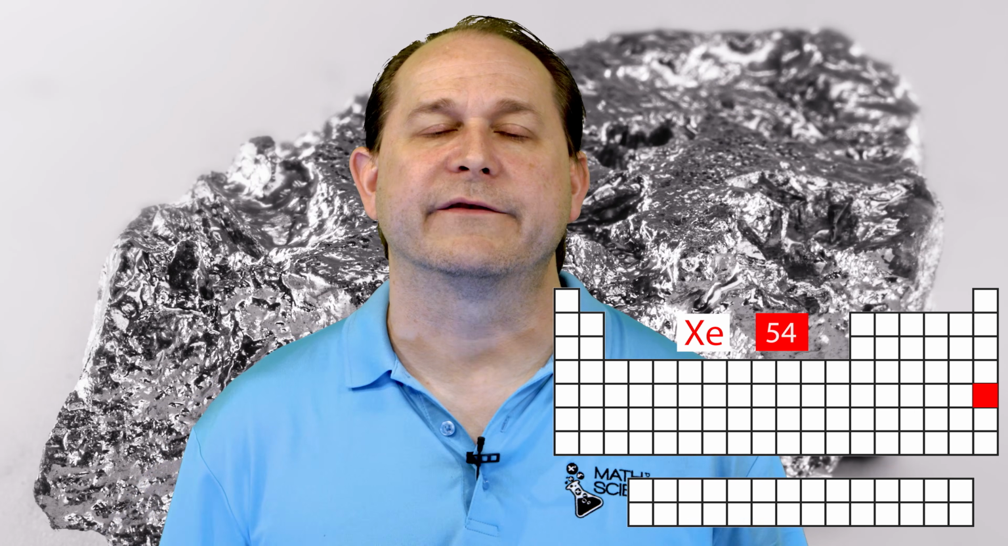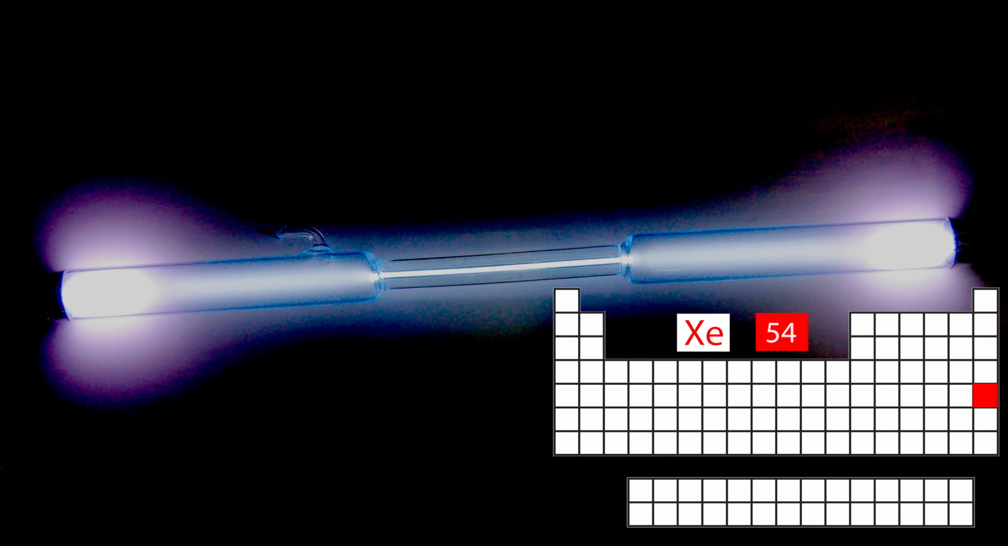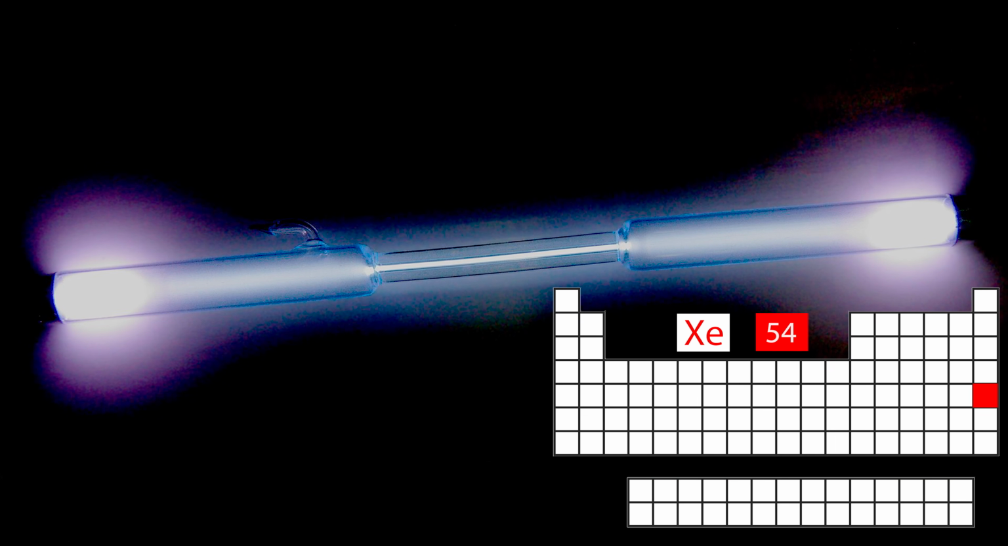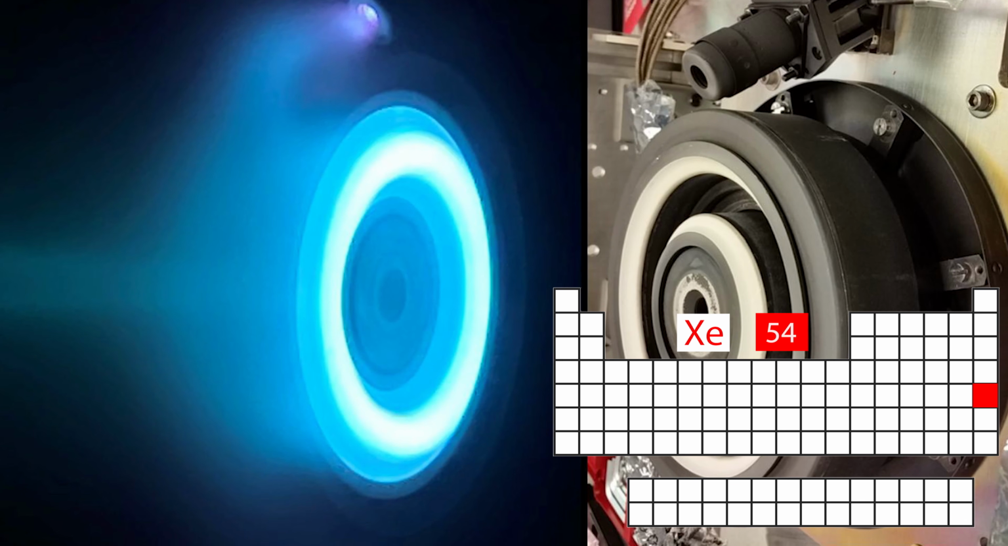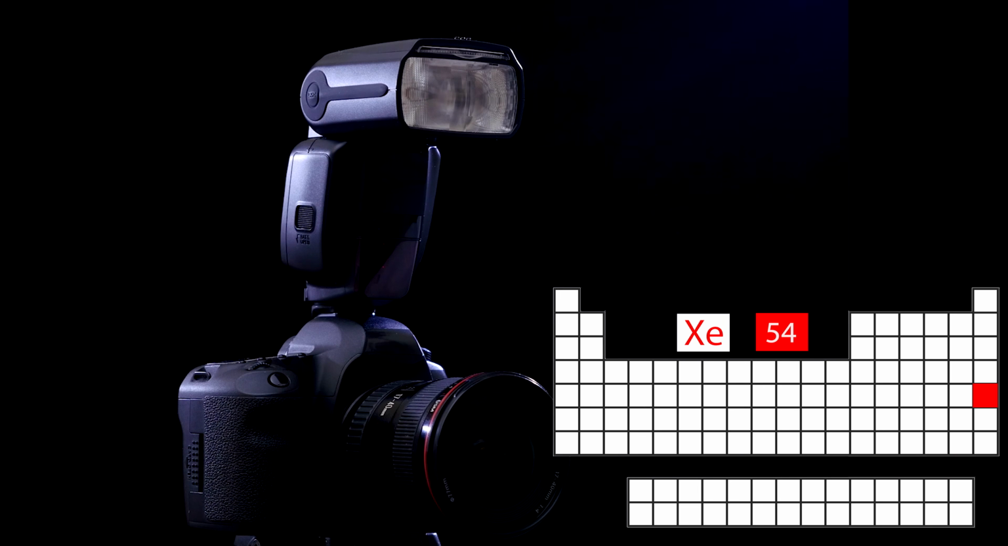Element 54 is called xenon. It's used in camera flashes and also, believe it or not, ion propulsion in spacecraft. It's used as an anesthetic in some countries and the first noble gas found to form true chemical compounds.